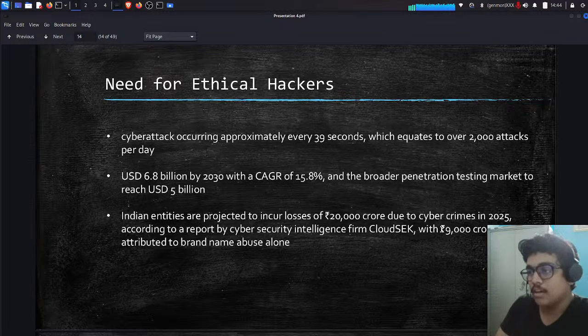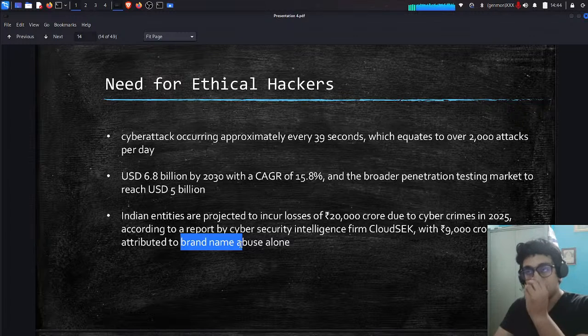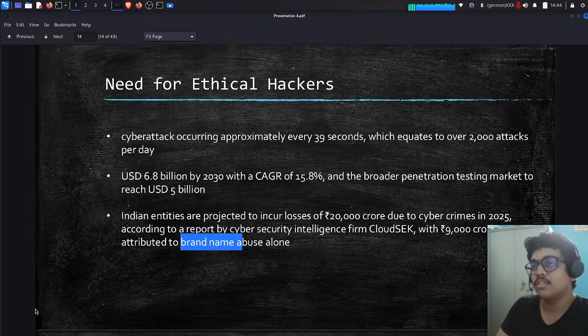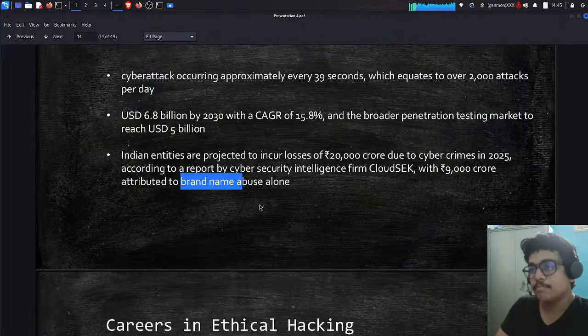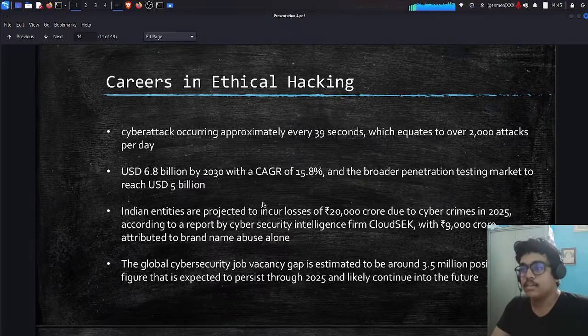So people have lost around rupees 9,000 crore attributed to brand name abuse. It means someone is using a brand name, for example Microsoft, Google, Amazon, claiming they are an authorized person, and they ask for permission to access your system, and they misconfigure your system. They can steal your credit card information and personal information stored in the system. So let's move to our next topic, careers in ethical hacking.